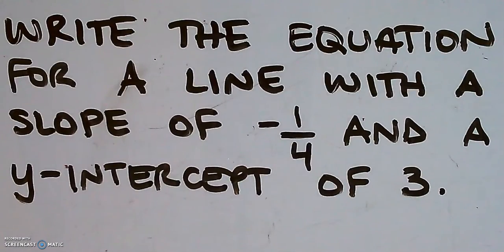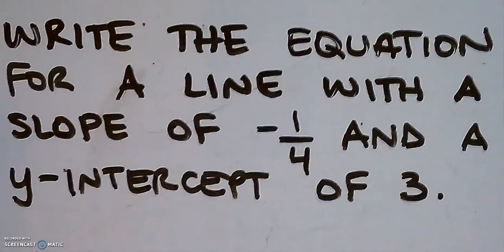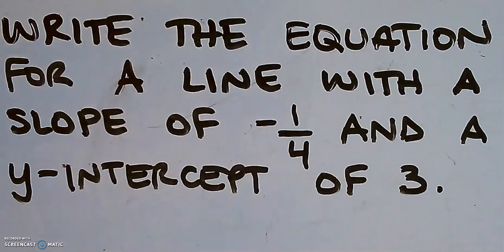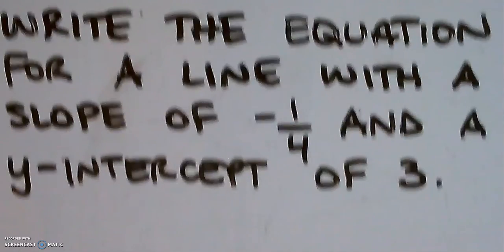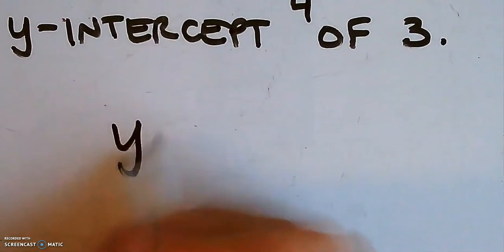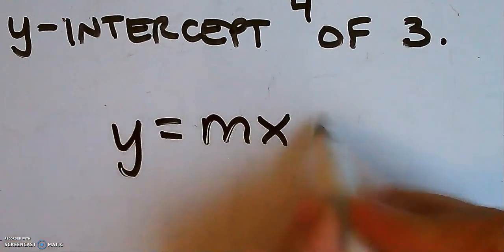So what we know, and let's read this first problem here, we've got: write the equation for a line with a slope of -1/4 and a y-intercept of 3. Now, when we just start talking about linear equations in general, what we know is that when writing the equation of a line, the way we write that is in the form of y = mx + b.